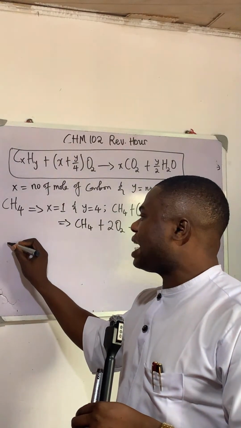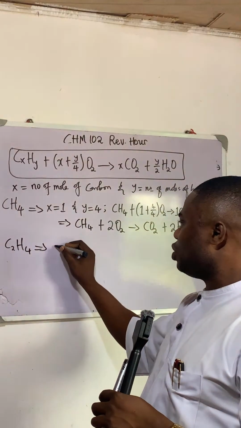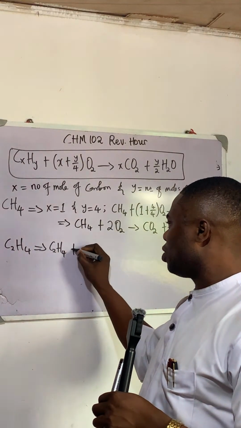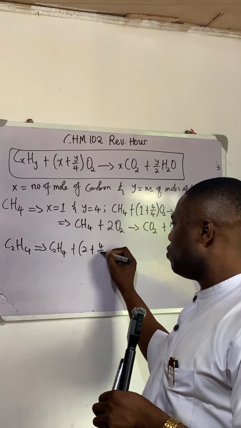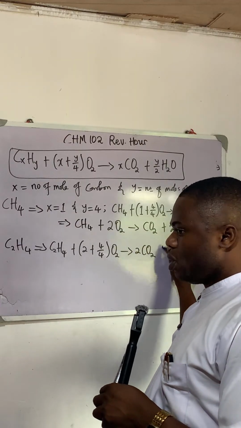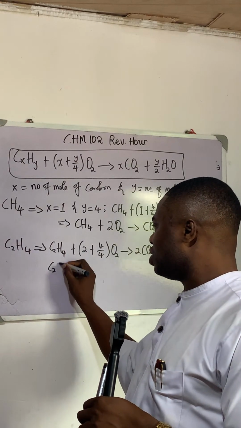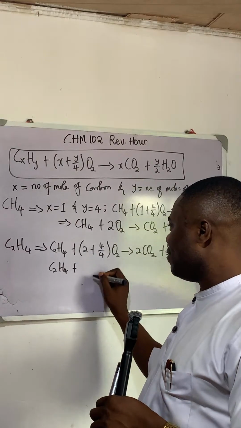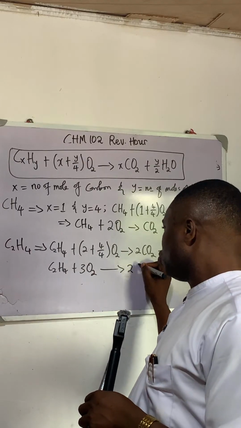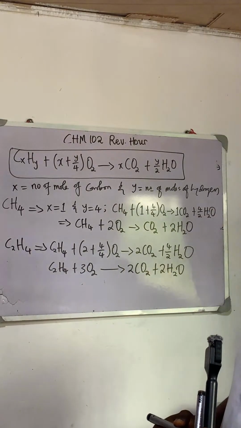Well, just imagine for alkene, the first member is C2H4. The same thing, you already know, this is going to be C2H4. Our x here should be 2. It becomes plus 2 plus 4 over 4 of oxygen, giving you 2CO2 plus 4 all over 2 H2O. At the end, that will give you C2H4 plus 4 over 4, 1 plus 2, 3O2, giving you 2CO2 plus 2H2O. Are you seeing it now?